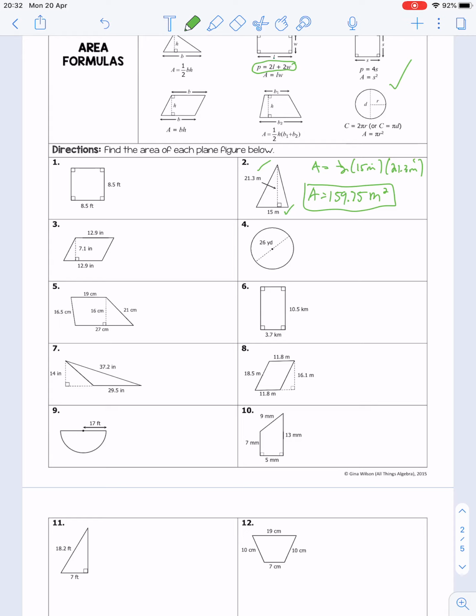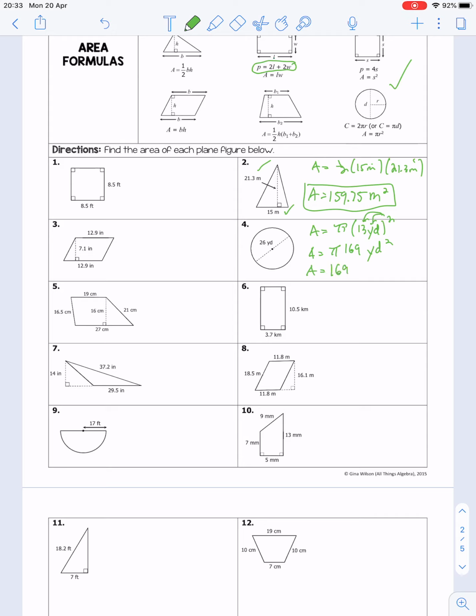Circle should be easy. We know it's pi r squared. We need a radius. Radius is going to be half of the diameter, so 13 yards. So our area is going to be pi times 13 yards squared. And that's why we get yards squared, because we're squaring the yards and we're squaring the 13. So we get pi times 169 yards squared.